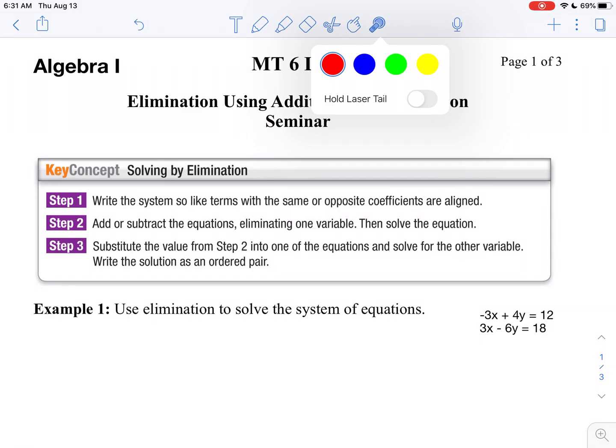First thing you're going to do, you're going to write your system so your variables are lined up in columns, like all the x's are above and below each other, the y's are above and below each other, then the numbers. You're going to add or subtract your equations so you cancel one of the variables. You still can't get rid of substitution though. You're going to solve for one variable this way, but then you have to use substitution to solve for the other variable. So let's take a look at example 1 here.